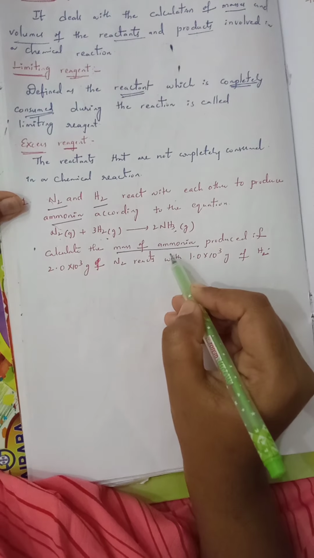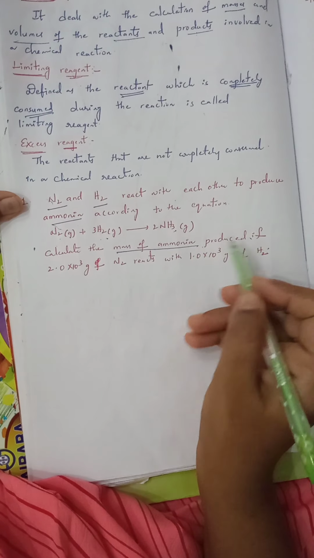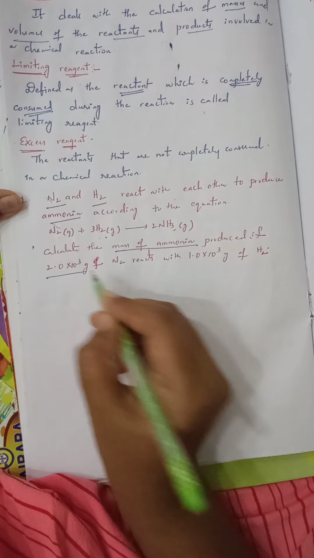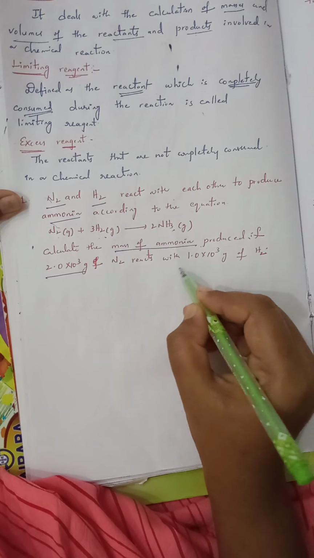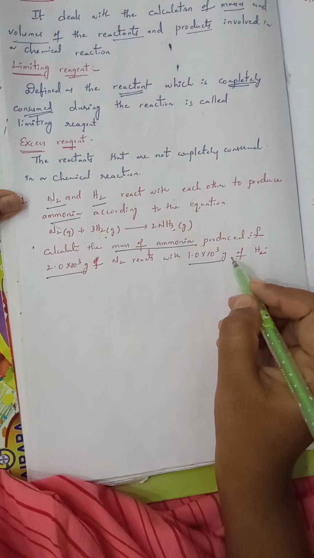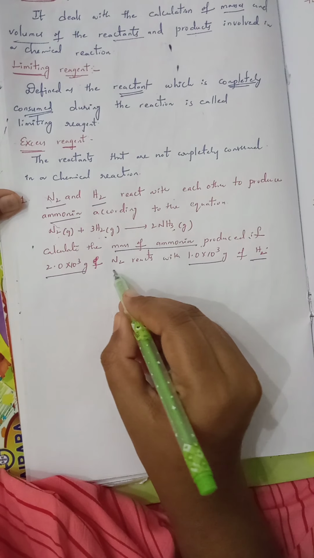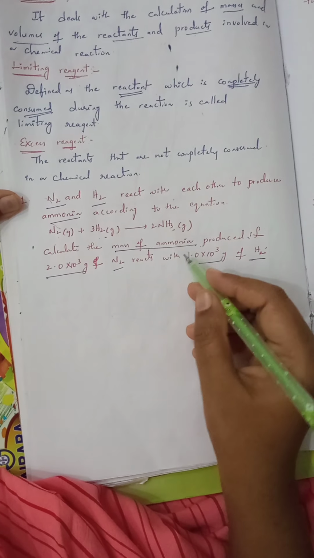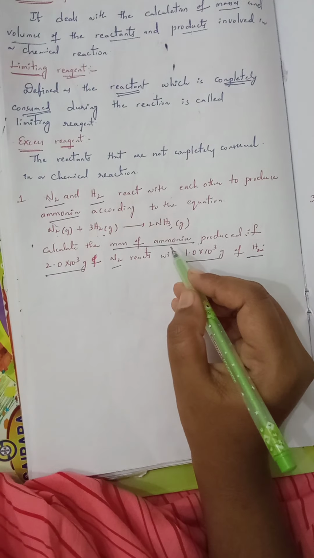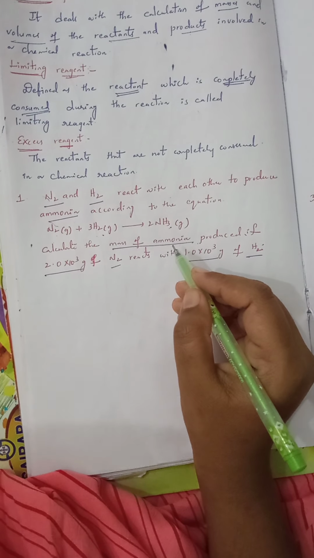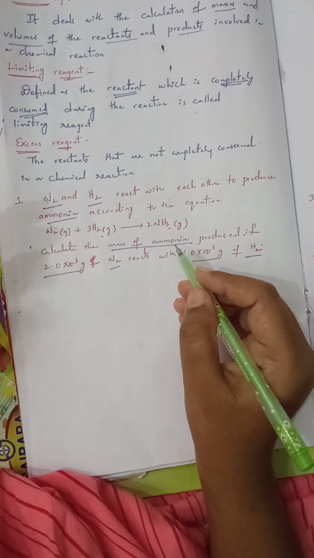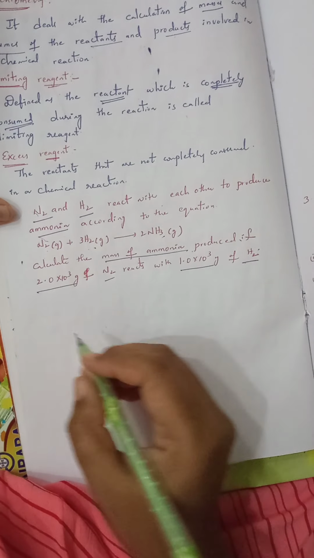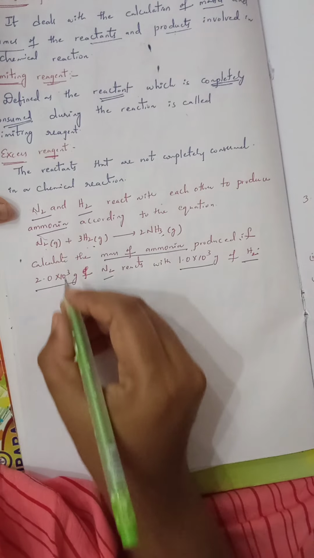We want to find out the mass of ammonia produced if 2.0 × 10^3 grams of N2 reacts with 1.0 × 10^3 grams of H2. When this much amount of N2 and H2 is reacted, what is the amount of ammonia gas liberated? That is our question. So first we'll see the reaction. What is the reaction?